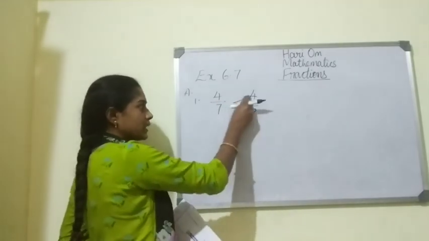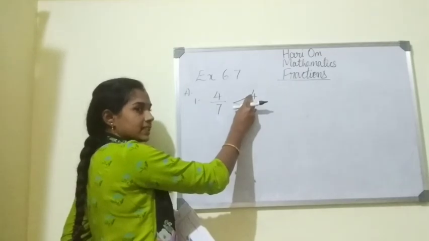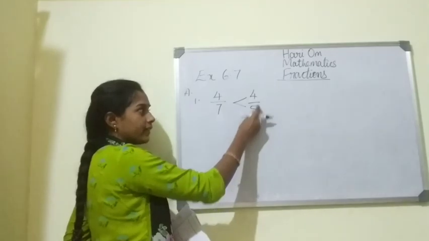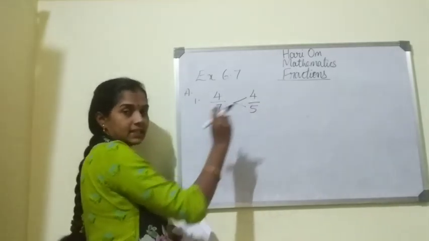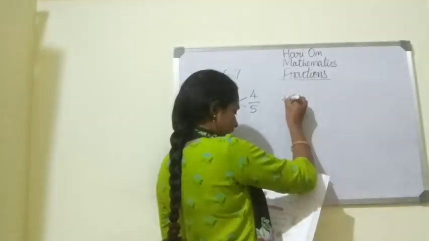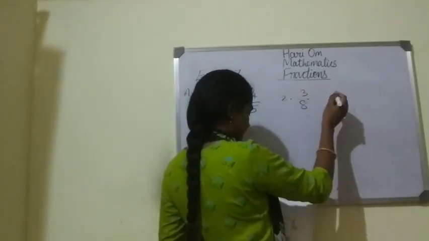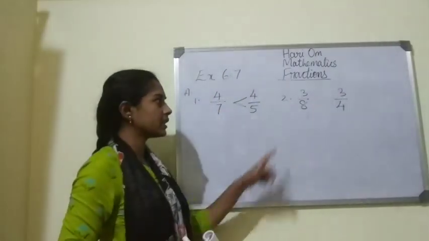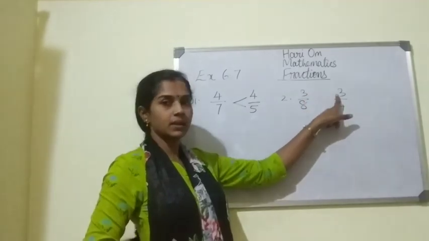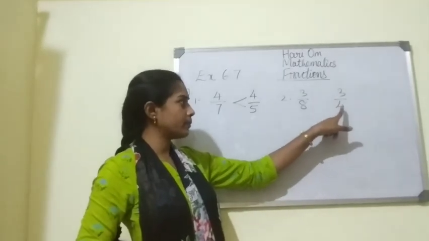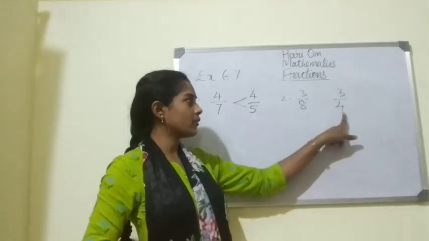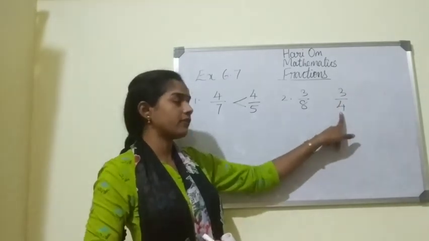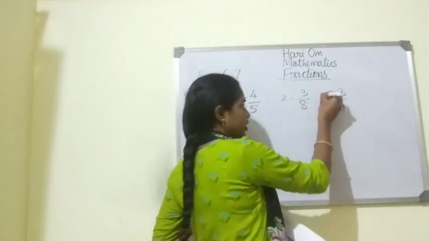Understood, children? If the numerator is the same, the smallest denominator will give the greatest fraction. The smallest number is 5, so 4 by 5 is the greatest fraction. Second one, 3 by 8 and 3 by 4. Again in the numerator we have the same number, 3 and 3. So if we have the same number in the numerator, the smaller denominator is the greater. Of 8 and 4, the smaller one is 4. So 3 by 4 is the greatest fraction.